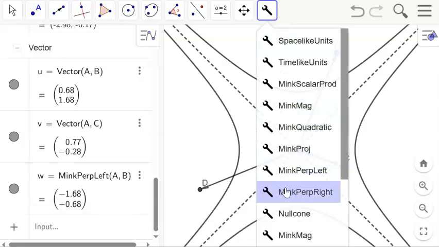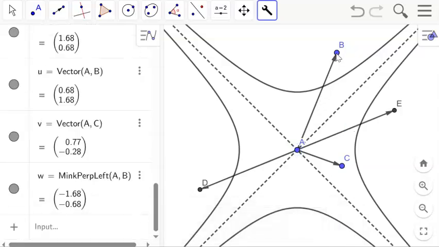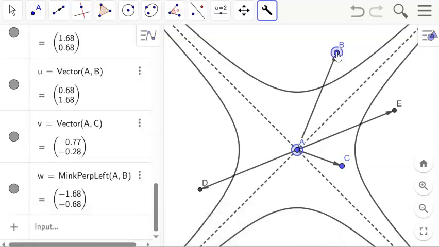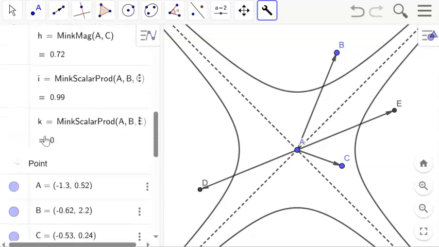And if you want the other one, that's obviously Mink perp right. So it's going to be a vector based at A and perpendicular to AB. So this is exactly what I was sketching out before. That AE is a vector that's space-like, moving to the right, and is Minkowski orthogonal to the vector AB. We can double check. Let's take the scalar product of AB and AE, and let's go back to our numbers. Aha, and that's 0. Okay, so that's cool.